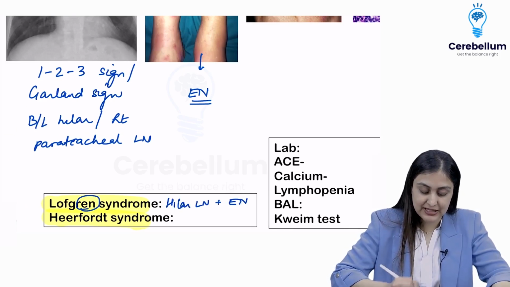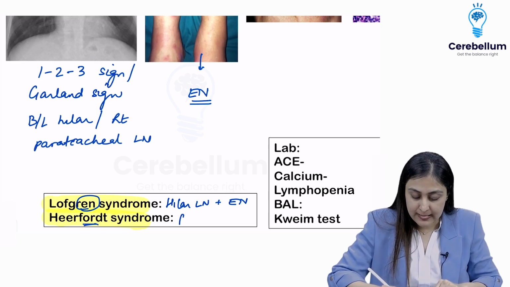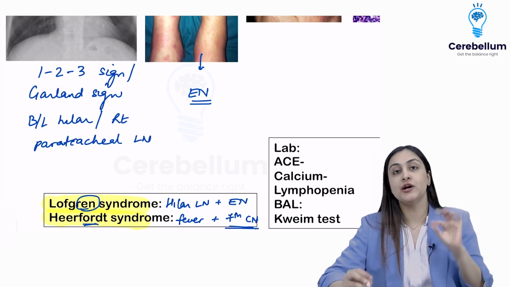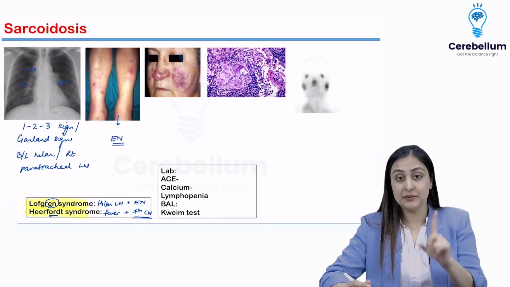The name itself tells you there is EN, whereas Heerfordt is fever. So this is fever with 7th cranial nerve palsy, which is the most common cranial nerve to be affected in sarcoidosis. Okay, so these 2 syndromes, do keep them in mind.